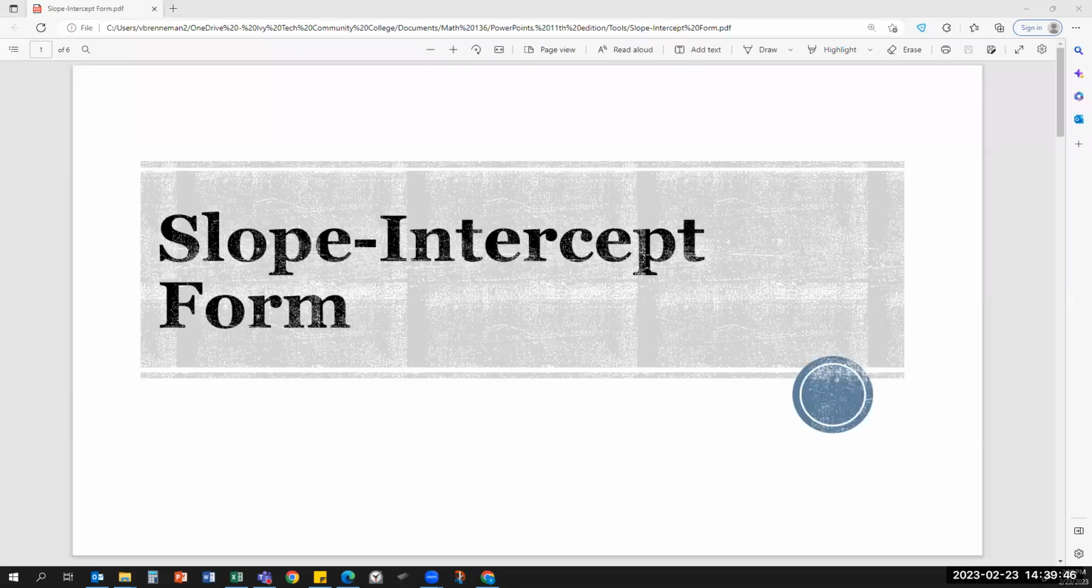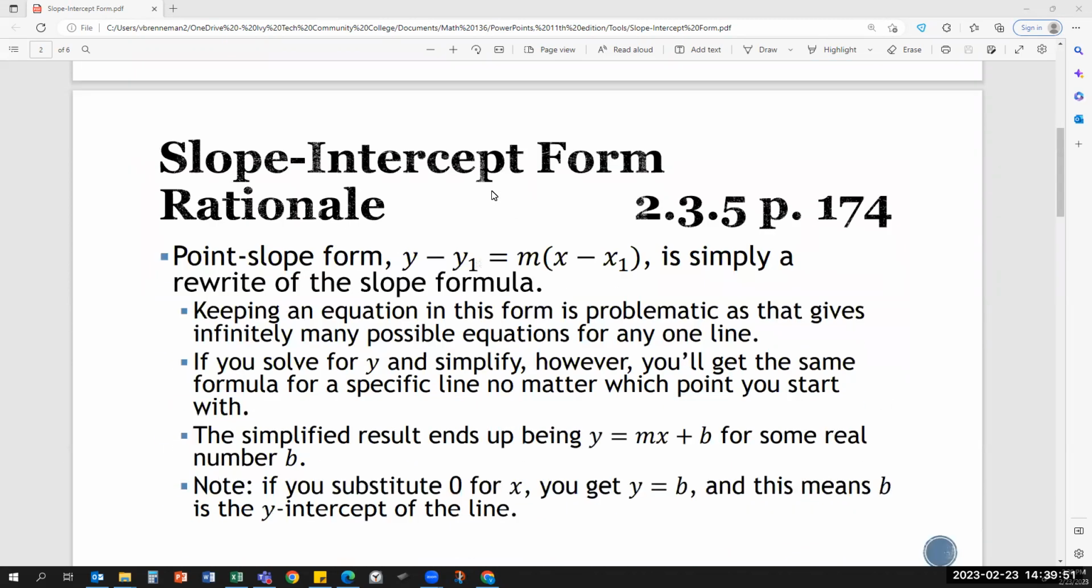Let's talk about slope-intercept form of a line. If you start with the slope formula, you get point-slope form by just rearranging that a little bit. But point-slope form isn't super great to just leave the formula in. For one thing, depending on what point you pick, you have infinitely many possible equations for any one line. We'd like to have the equation of this line, not just an equation.